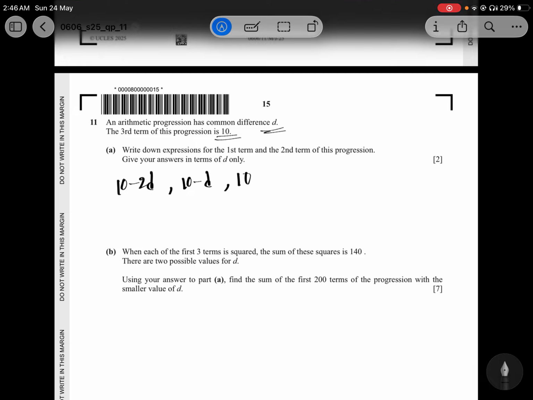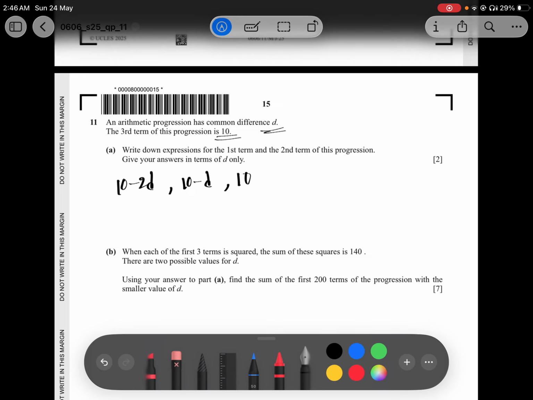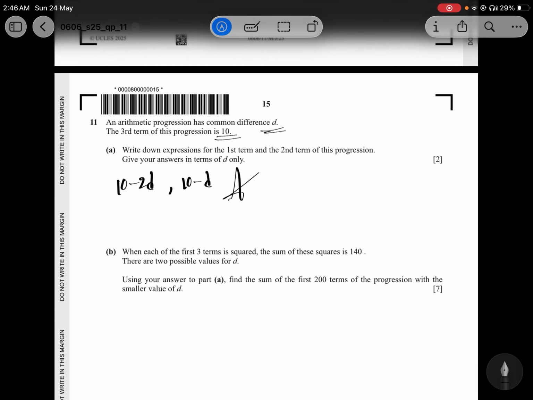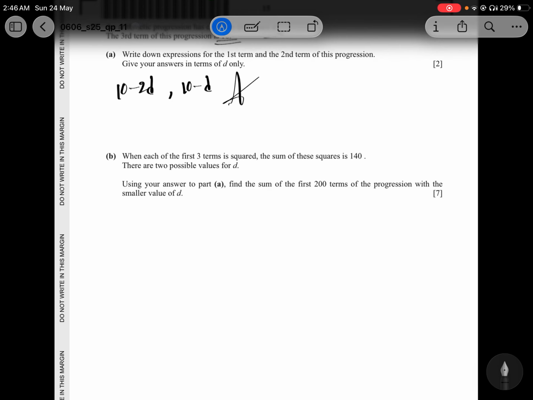Okay, let me check. Yeah, first and second term. So I have to erase the first, third term actually here. Answer. When each of the first three terms is squared, the sum of the squares is 140. Nice. Using your answer at part A, find the sum of the first 200 terms of the progression with the smaller value of d.